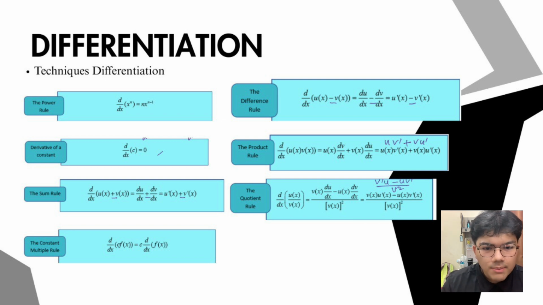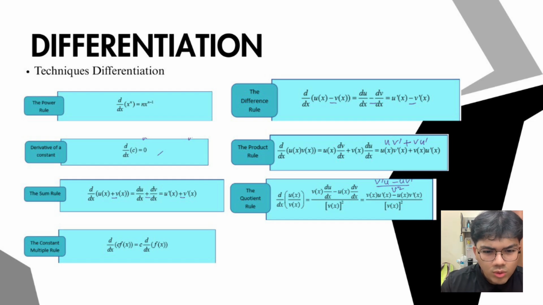The first one is the power rule, which is used for a term involving x to the power of n. The second is the constant rule, which states that the derivative of a constant is 0. The third technique is the constant multiple rule, which is used when a constant is multiplied with a function. And the fourth technique is the sum and difference rule, where we differentiate each term separately if the function involves addition or subtraction. The fifth technique is the product rule, which is used when two functions are multiplied together.